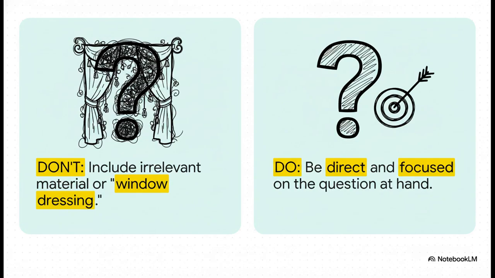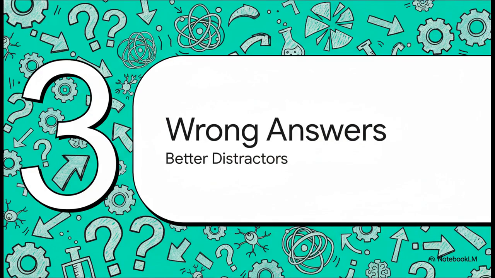And this is a fantastic example of cutting out the fluff. That extra phrase, "a period of great change," is what experts call window dressing. It adds literally nothing to the question and might even confuse someone. A direct, focused stem is always, always better. All right, we have our clear question.